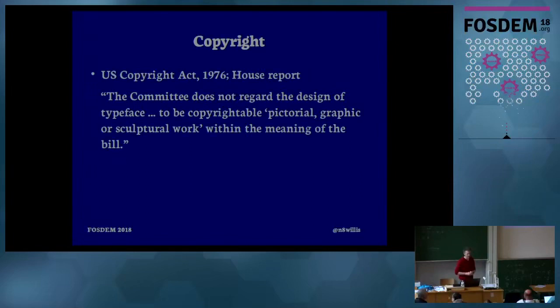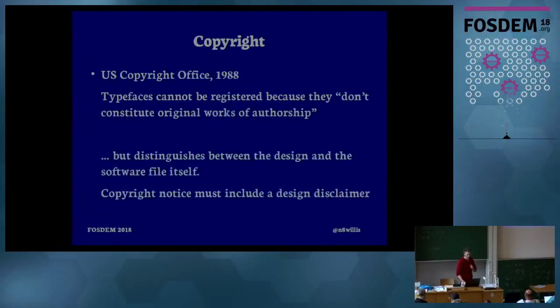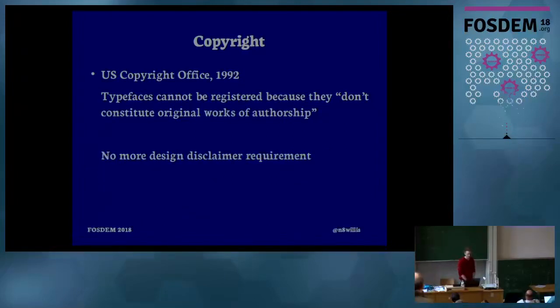1976, the Copyright Act got revisited, and the House committee on this looked at it and said, there's nothing here that fits into the meaning of the Copyright Bill. 1988, things changed a little bit. This is the first time that the Copyright Office distinguished between the design and software files. And obviously in the 80s, this was when the whole software industry was working through copyrights and EULAs and things like that, which it hadn't done necessarily in decades past.